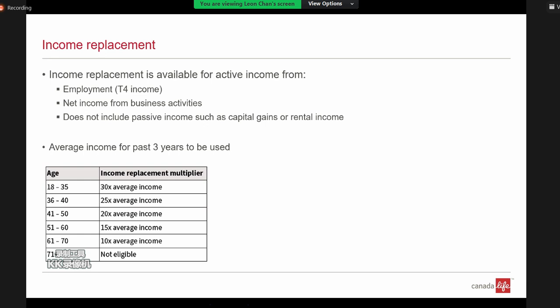It's important for me to note that income replacement does not include passive income, such as capital gains or rental income. And we have a guideline here that we use to look at what the potential income replacement multiplier could be. So let's say the client is 36 to 40 years old. He earns around $100,000 on average a year. Then you can apply a 20 times average income multiple to that income for the purpose of estimating that insurance need.